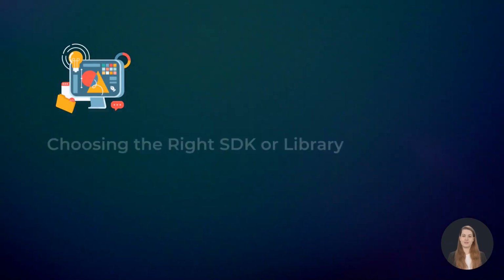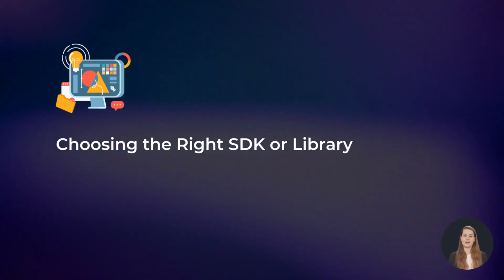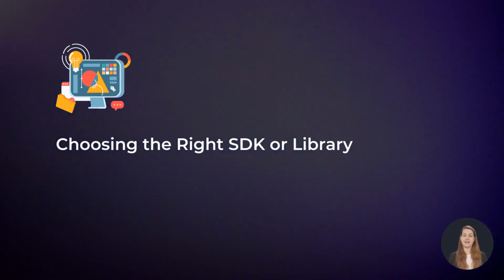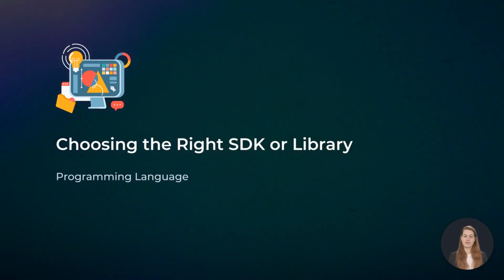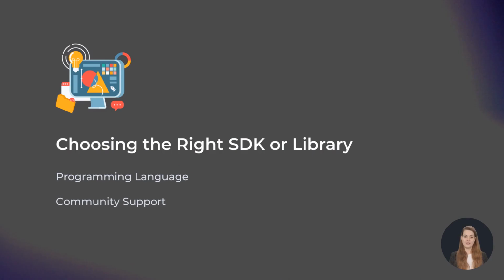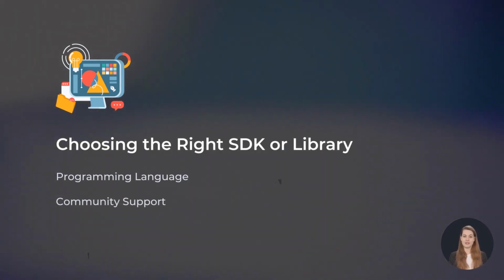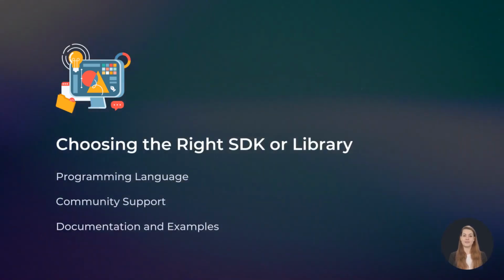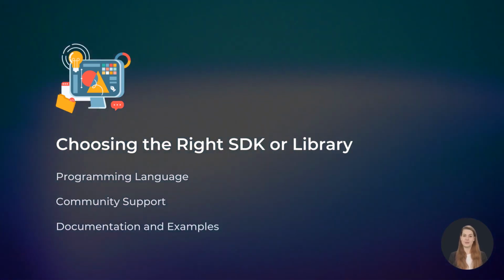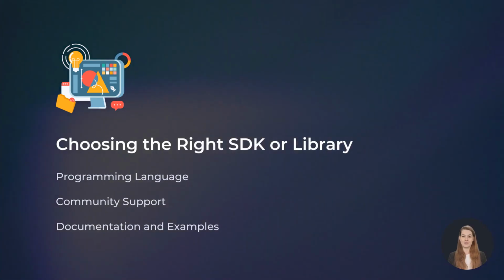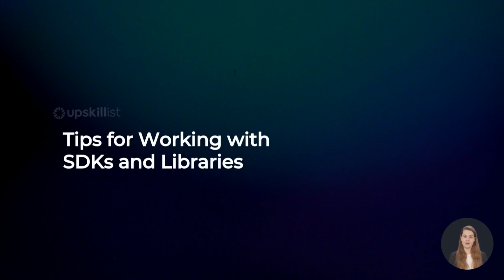Step 5. Choosing the right SDK or library. When selecting an SDK or library for your project, consider factors such as the programming language you are comfortable with, the community support available, and the level of documentation and examples provided. It's important to choose an SDK or library that aligns with your project's requirements and integrates well with your existing codebase.